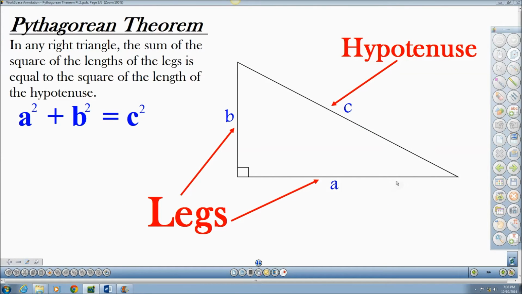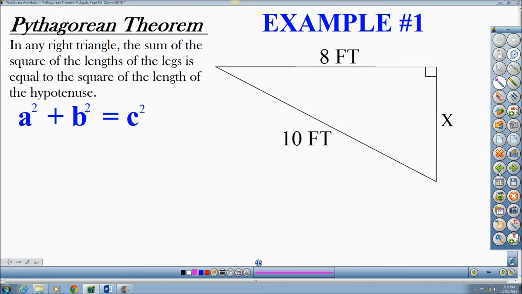This is Mr. Simmons, and once again I'm doing the Pythagorean Theorem Part 2, which is finding one of the legs of a right triangle. So once again, we start off with saying that a squared plus b squared equals c squared, meaning that the legs a and b, I square a, I square b, I add them together, and it is equal to the hypotenuse, the long side c, being squared. So without further ado, I'm going to give you some examples.